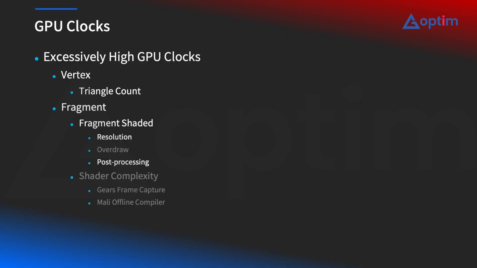For shader complexity, we have also previously discussed multiple optimization approaches, including how to use Gears frame capture to locate shader hotspots. In addition, for more precise measurements, Mali offline compiler can be used for further analysis and validation. Let's start by discussing triangle counts.